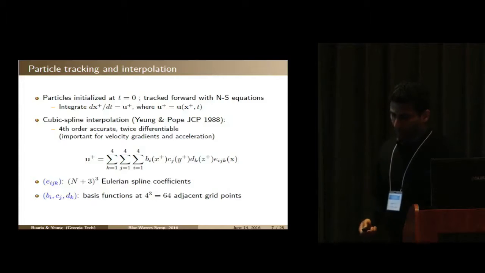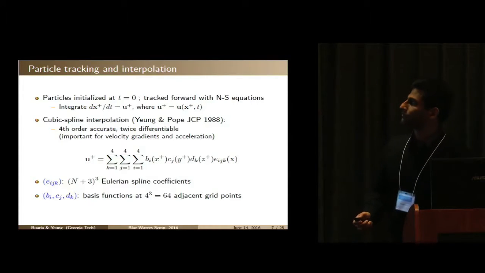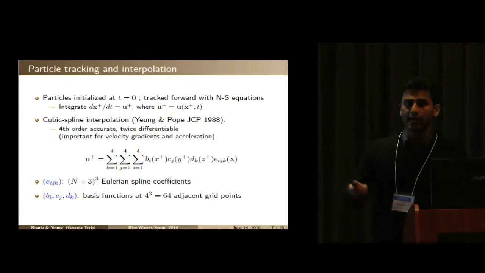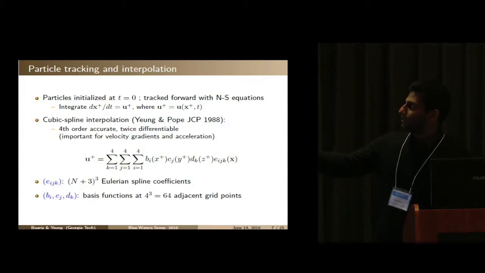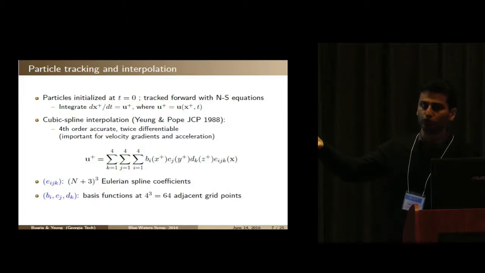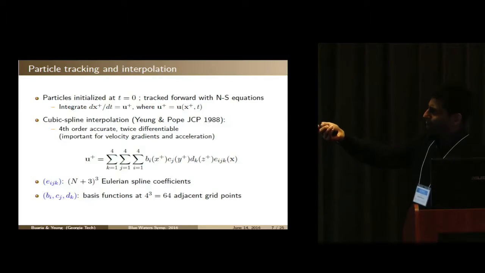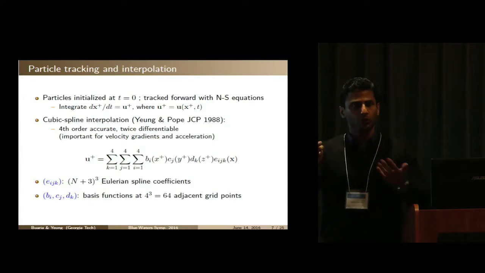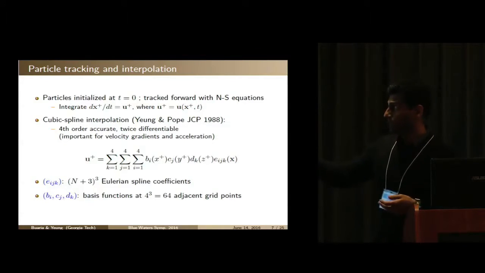So, coming quickly to the particle tracking portion of the work. We initialize particles at time equal to 0 and then track them forward with Navier-Stokes. We are first looking at fluid particles, so the rate of change of position is just given by the velocity at the position. Of course, the velocity is only available at N cubed grid points, and the particle can be anywhere. So we need to interpolate in between the grid points to obtain the velocity.